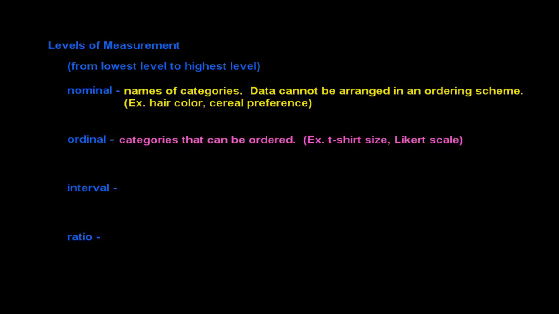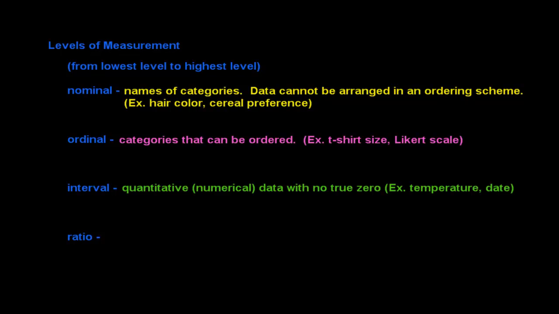Stepping up to the next level, we have interval. Now you see that word quantitative or numerical. Now we're talking about numbers, but these are numbers that have no true zero. What does that mean? Well, there are not many data sets that fit that description. In fact, our book will only show temperature, I think, possibly date. By date I mean 1968, 1999, 2004, that type of date.